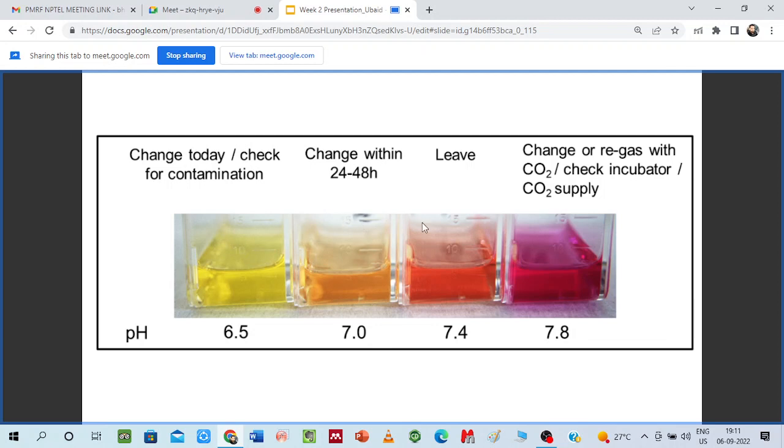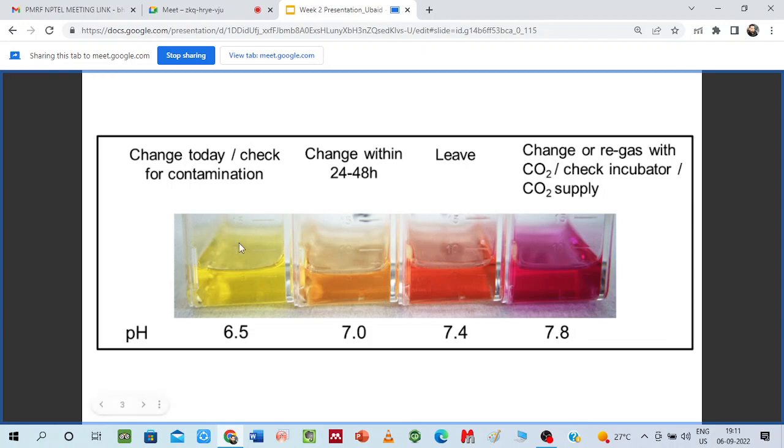And this phenol red indicator also gives us the idea of when we need to change the media of the cells. For example, if the color of the media is a little bit yellowish, not that much, like this color, you can wait for 24 to 48 hours. After that, you can change the media.